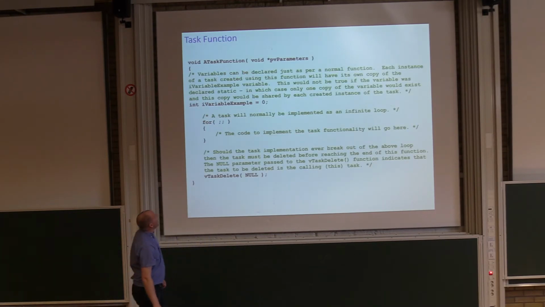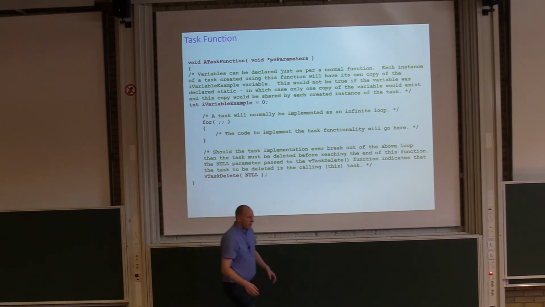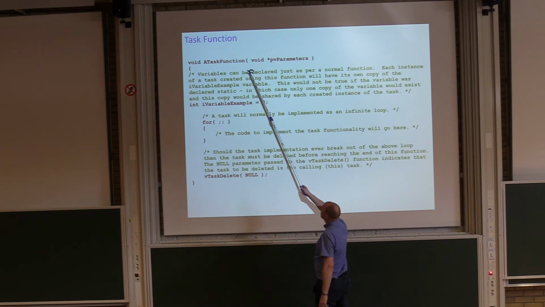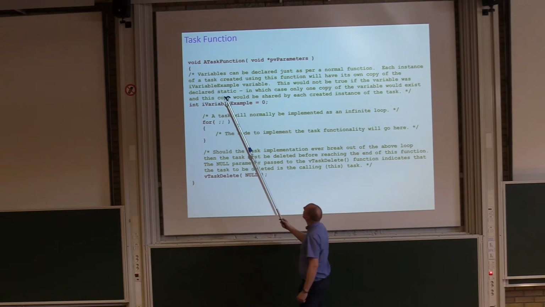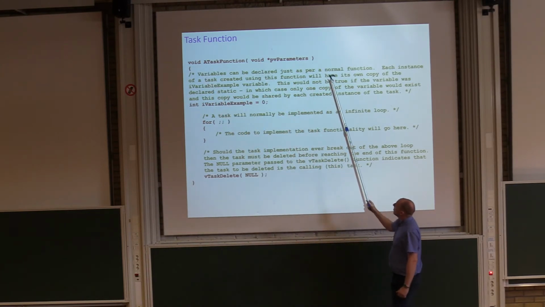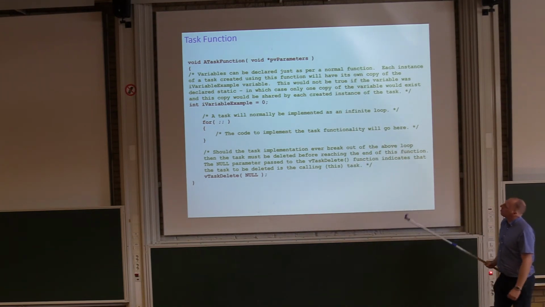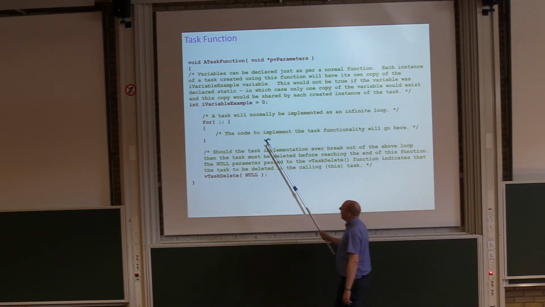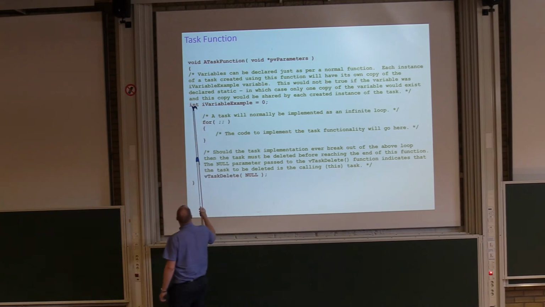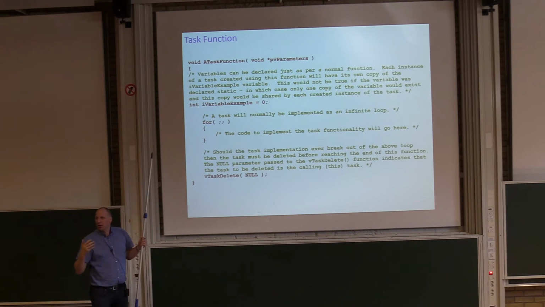So this is how a task looks. It's basically a function. You see here it's a function of type void, so it doesn't return anything. And it has a pointer to some parameters, so you can actually send parameters to a task. And it can have variables declared inside the function. The variables here will be created on the stack for this specific thread.